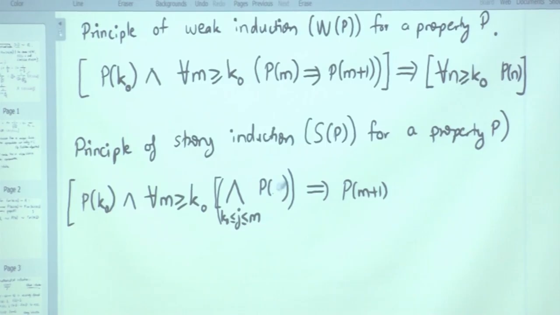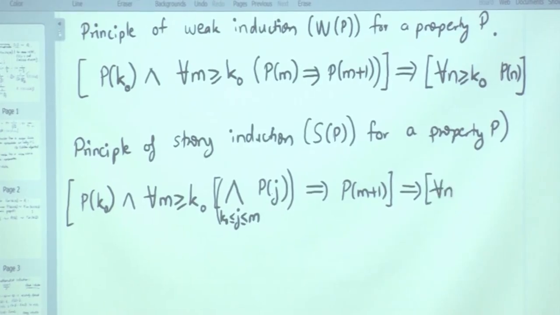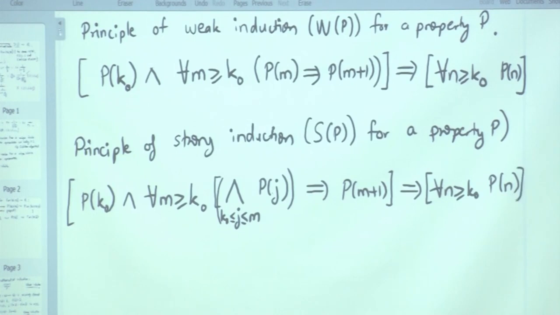Thank you. This should be PJ. Then P(m+1) is true, and whenever this happens, like the base case and the strong induction hypothesis are true, then we can again conclude that for all n bigger or equal to k0, P(n) is true.